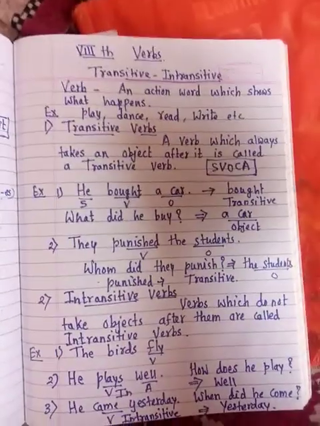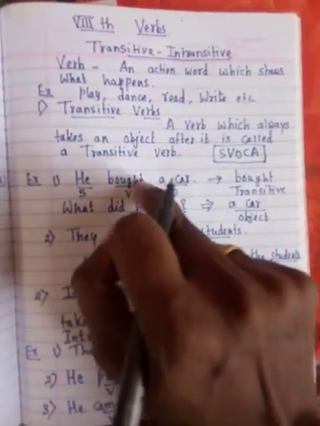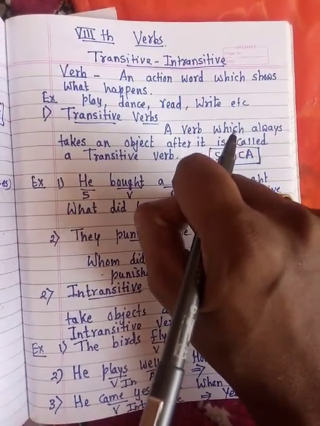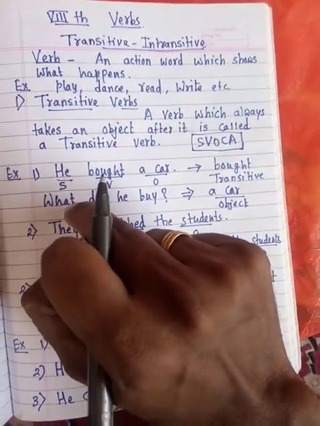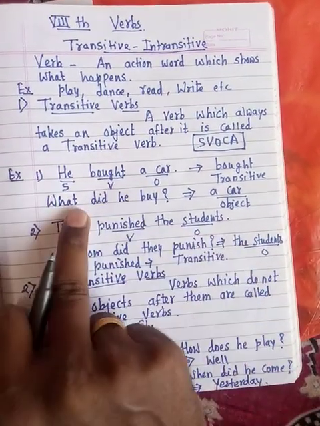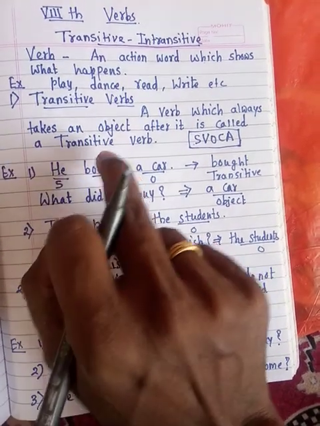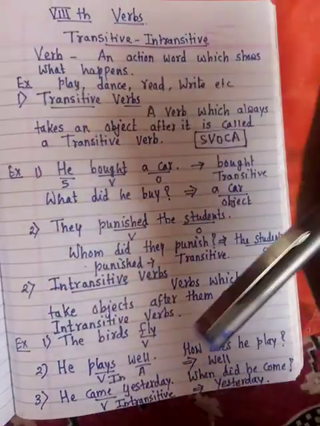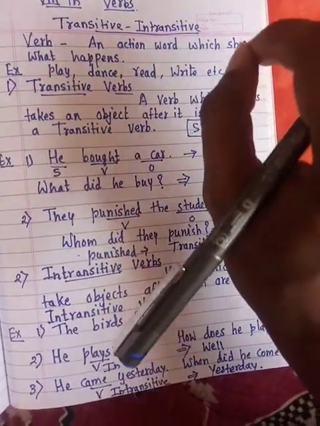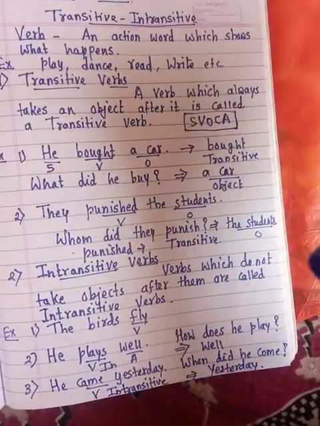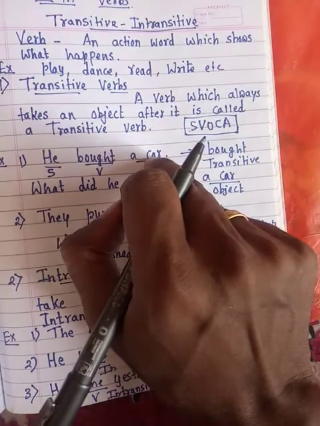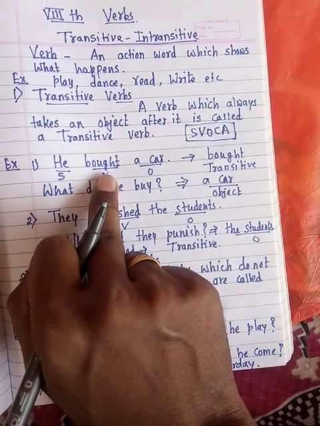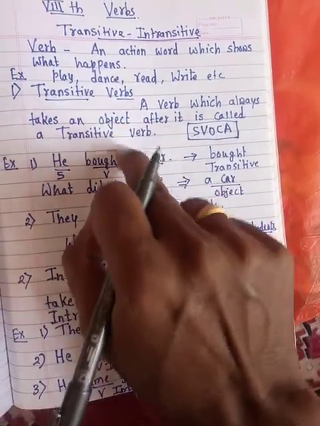Now how to identify whether the part after the verb is an object or not? It's very simple. For objects, questions are prepared with what, who, or whom. So you have to ask a question to the given verb using what, who, or whom. Means if it is a thing, what, and if it is a person, who or whom. And if the part after the verb comes as an answer to that question, then that verb is a transitive verb, or the part underlined is an object.